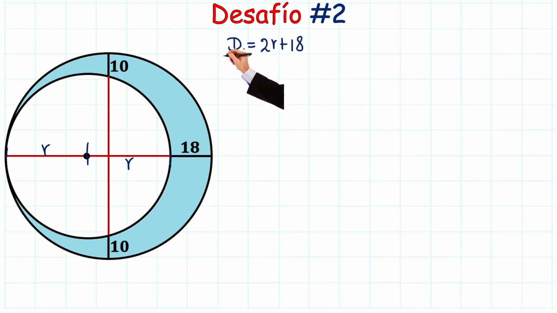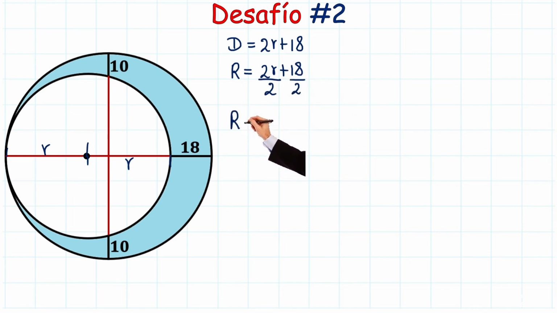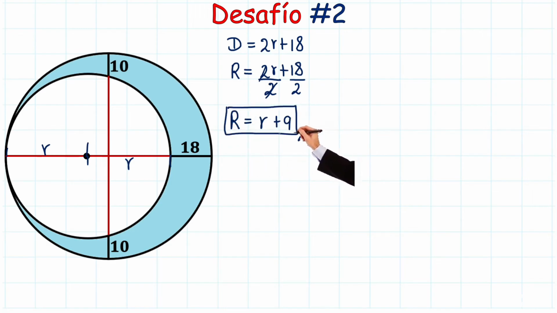Excellent. And we can also find the radius, but let's write it with a capital R. The radius of the large circle, how do we do it? Well, the diameter divided by 2 is the radius. So let's divide 2r plus 18 by 2, and can we divide each term? Of course. We are left with the radius of the large circle. Simplified, r, and 18 divided by 2 gives us 9. Fascinating, we have already found that the radius of the large circle is r plus 9.